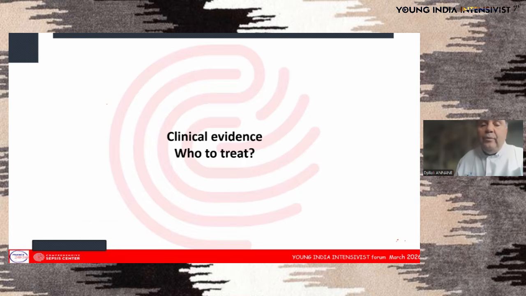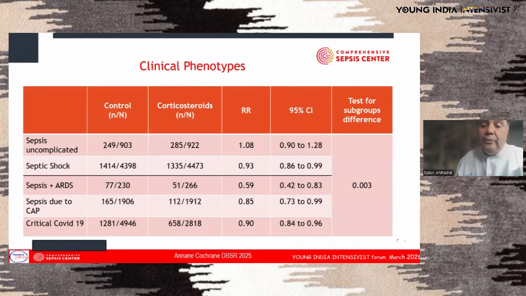So now let's move to rapidly discuss who should we treat? Everyone? Likely not. Again, using all evidence on the Cochrane review, one can see here that the test for subgroup difference is significant, suggesting that different subgroups respond differently to the corticosteroid treatment.